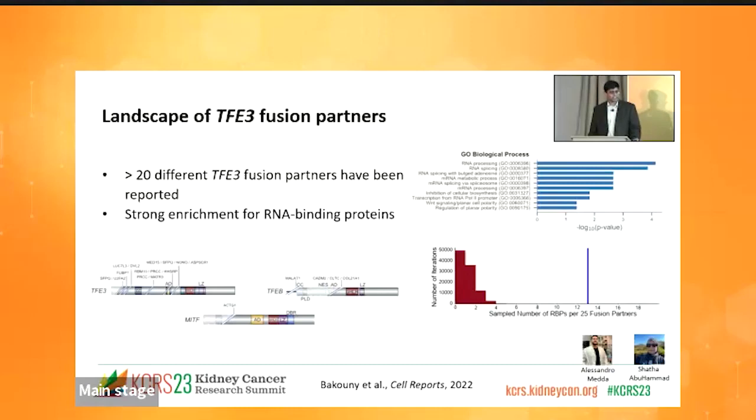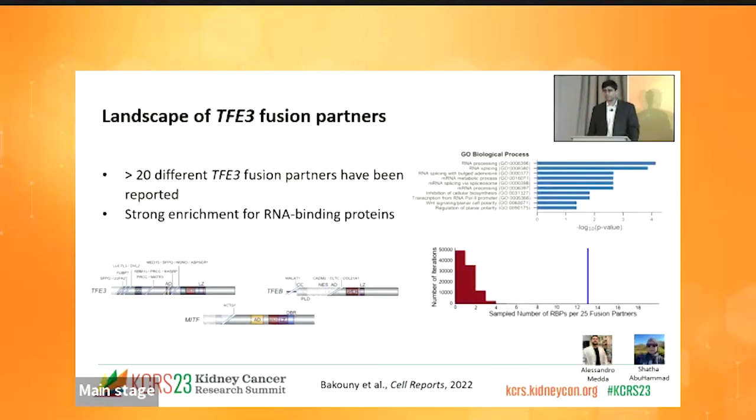And what's very interesting is that there's a very strong enrichment for RNA binding proteins amongst the TFE3 fusion partners. And we previously cataloged all the different fusion partners and breakpoints and TFE genes in our recent study. So to look at this more quantitatively, you can see in the bottom right there, we did an analysis where there's 25 different TFE3 fusion partners that have been described. So if you randomly select 25 genes from the genome and see how many of them are RNA binding proteins, and then do that 100,000 times, the red is the background distribution that you get.